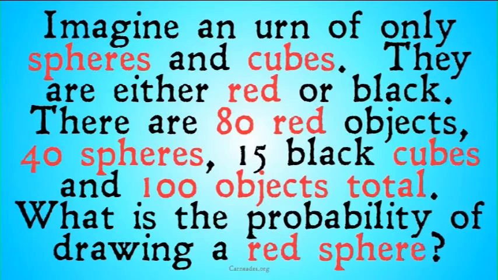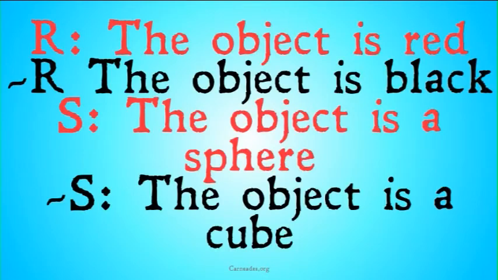to really get a sense of how these probability tables work. So imagine an urn of only spheres and cubes. Those are the only things in the urn. They are either red or black. There are 80 red objects, 40 spheres, 15 black cubes, and 100 objects total. If you reach into the urn randomly, what is the probability that you will draw a red sphere? It may seem that we don't have enough information to solve this problem, but in fact, we do. If we plug it into the probability table, it becomes quite clear.